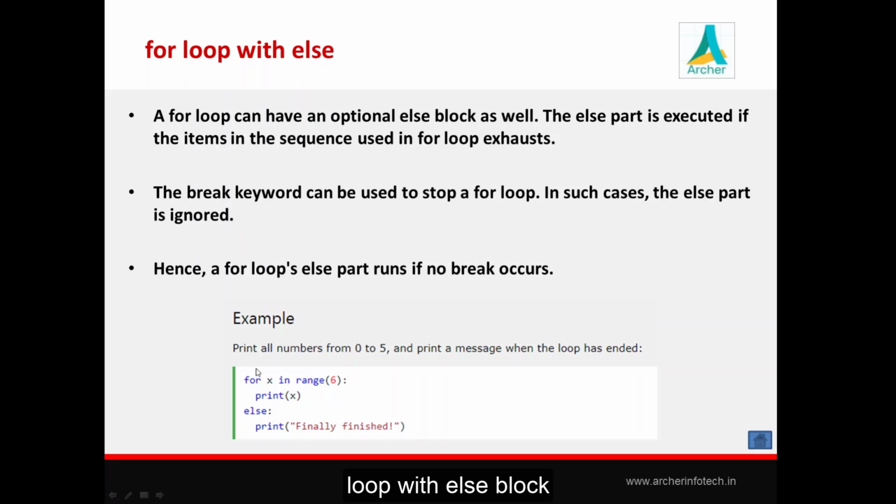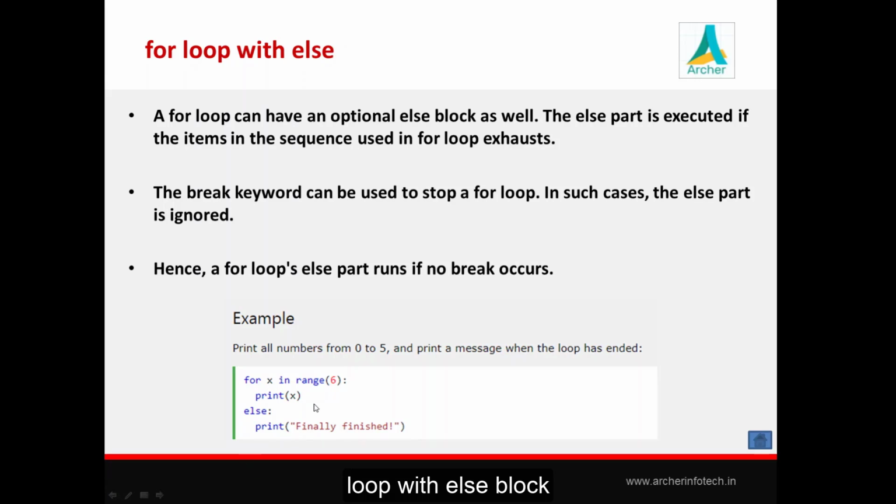Now this else block, in a for loop and in a while loop also, gets executed if your loop doesn't break in between. If your loop doesn't break in between, then this else block will get executed. Means if suppose in your loop for some condition we are using a break statement, and that condition becomes true and your loop breaks in between, then the else clause will not work.